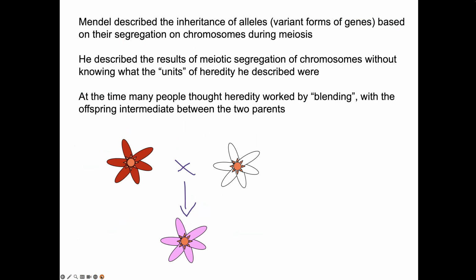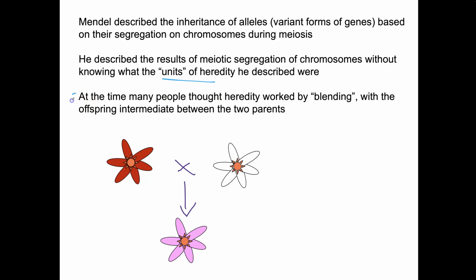Okay, so Mendel's achievement was that he was able to describe the inheritance of alleles, which are, as I said, variant forms of genes, so copies of genes with slight nucleotide differences. And he could describe this based on the segregation of chromosomes, which is why I asked you to try to make that connection. But he was able to do this and describe the process without even knowing what the units of heredity that he was working on were. So he called them units of heredity because he didn't know exactly what they were. Nobody knew about DNA at that time.